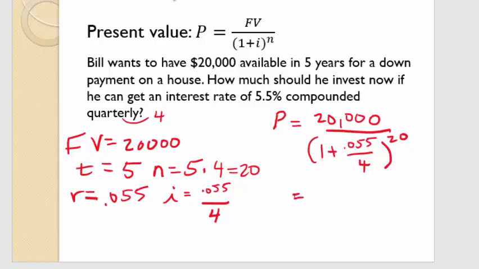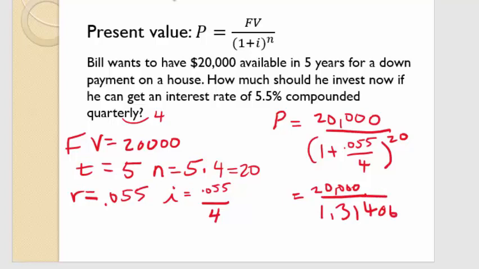So order of operations says in my calculator, I need to start with the denominator and find that number first. So I'll keep my 20,000 on the top and divide that by, let's find the number together, 0.055 divided by 4 equals, add 1, and raise that to the 20th power, so use your y to the x key, y to the x 20 equals. So on the bottom you have 1.31406.